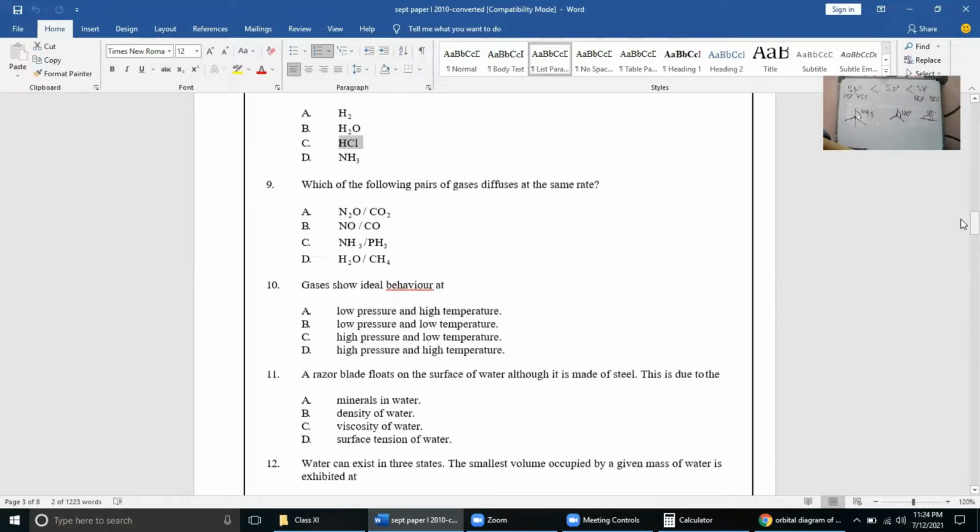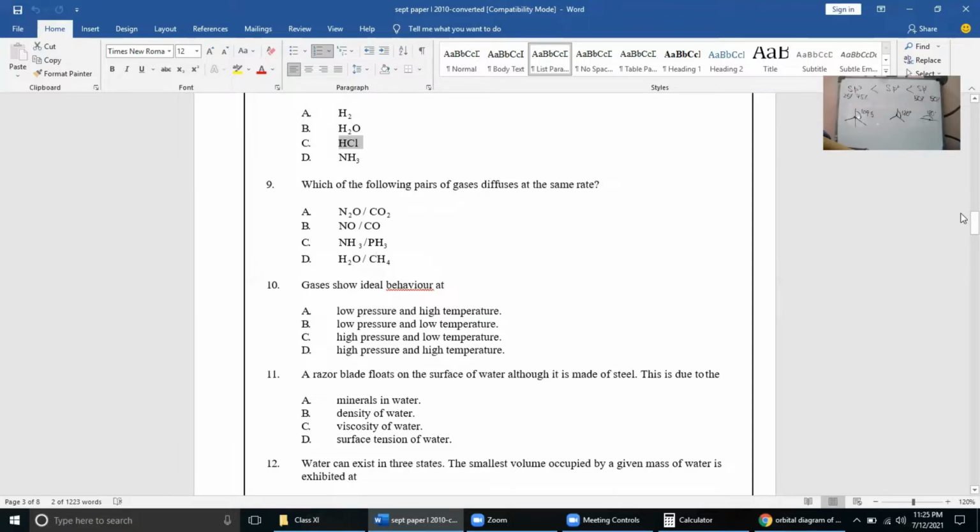Number 9, which of the following pairs of gases diffuses at the same rate? The gases with the same molecular formula will diffuse at the same rate. This question is related to the gases chapter, and that chapter is not included in this year's examination, so here we are not discussing these two MCQs.